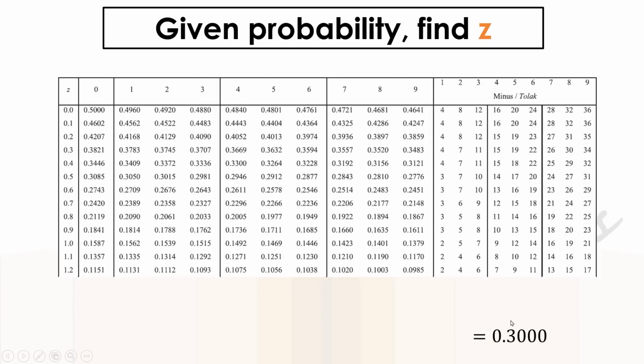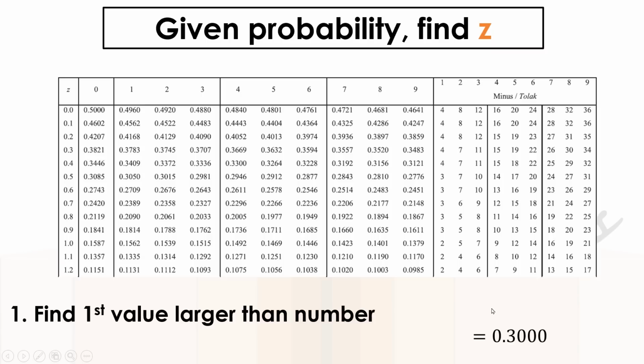So to find the value of z, the first step is to find the first value which is larger than 0.3. Okay, so if you look at here, the first value which is larger than 0.3 is this one, 0.3015, because as you can see, the next value is lesser than this value already.